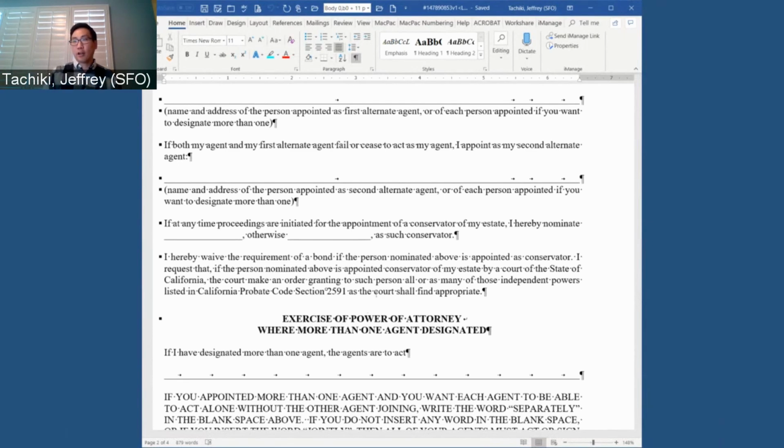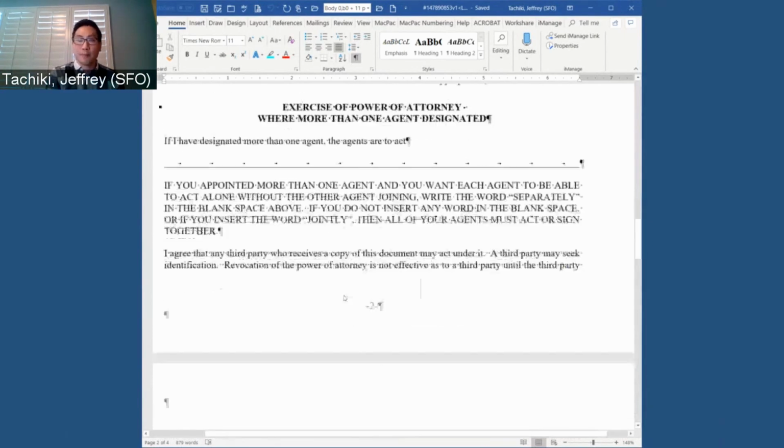All right. Below that, you may decide that you want to pick multiple agents to work with you, co-agents, to serve on your behalf. There are different schools of thought about whether that's a good idea or not. My personal opinion is that I am not a fan of co-agents. I think it leads to conflict and dissent, and in some cases inefficiency, if those agents were to have to act jointly in every regard.